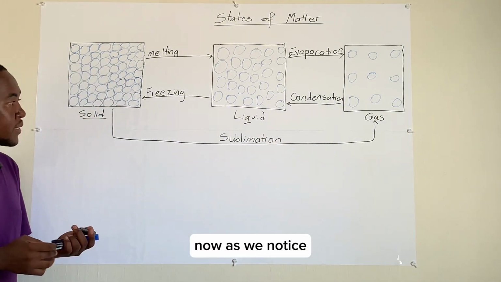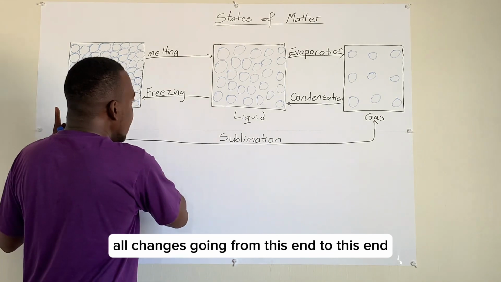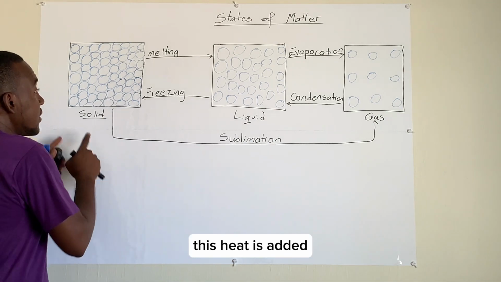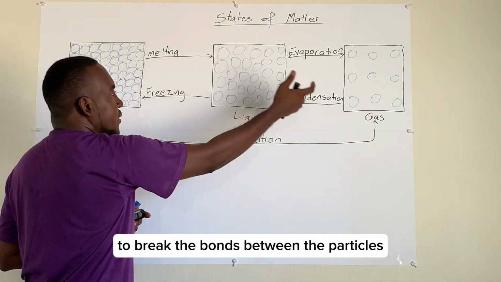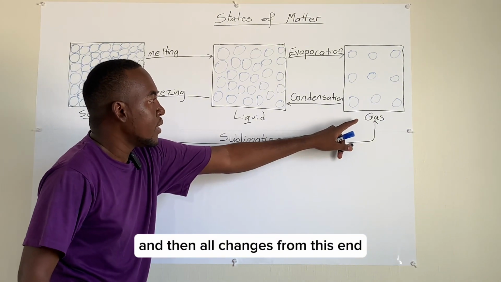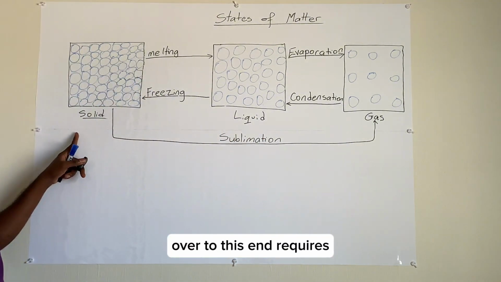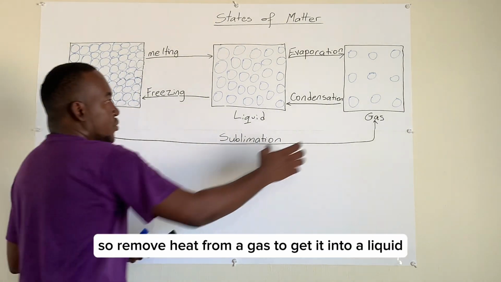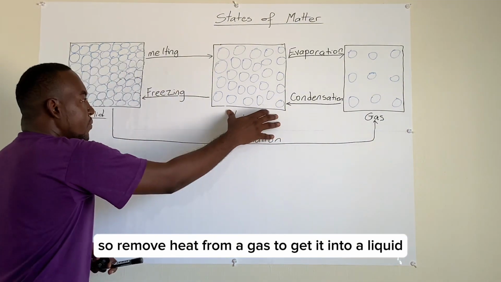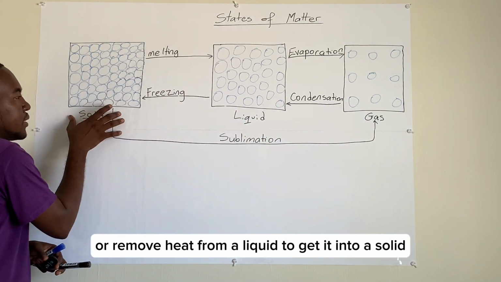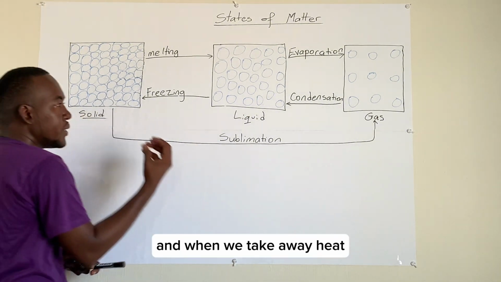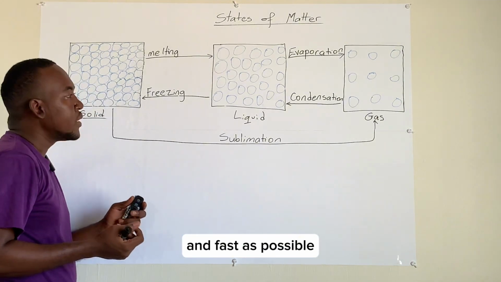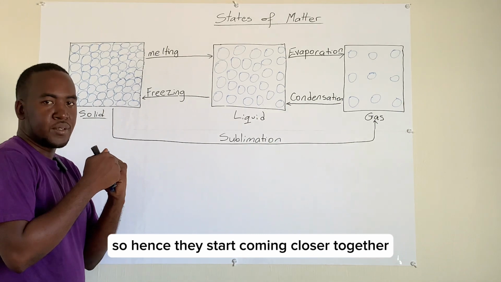Now, as we notice, all changes going from this end to this end require heat to be added, right? This heat is added to break the bonds between the particles. And then all changes from this end over to this end require heat being removed, right? So remove heat from a gas to get it into a liquid, or remove heat from a liquid to get it into a solid. And when we take away heat, the particles don't move as freely and fast as possible, so they start coming closer together.